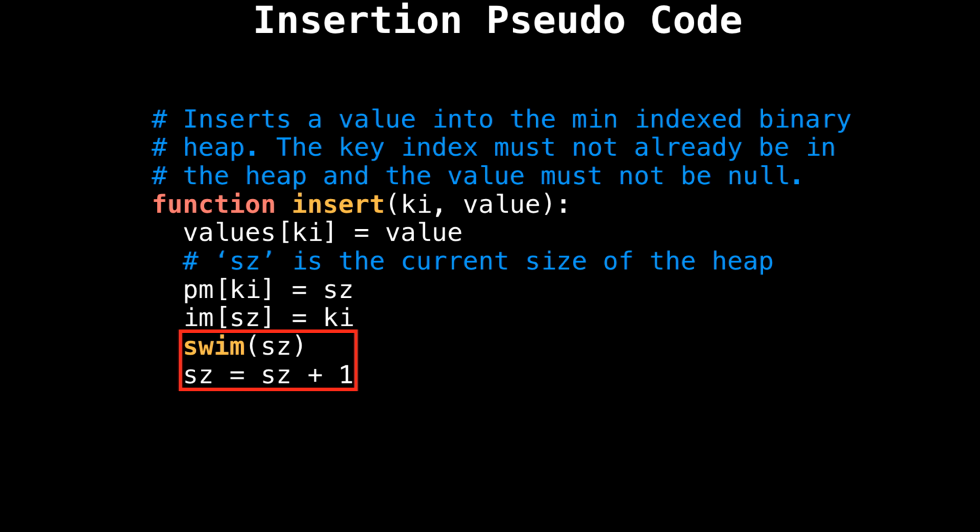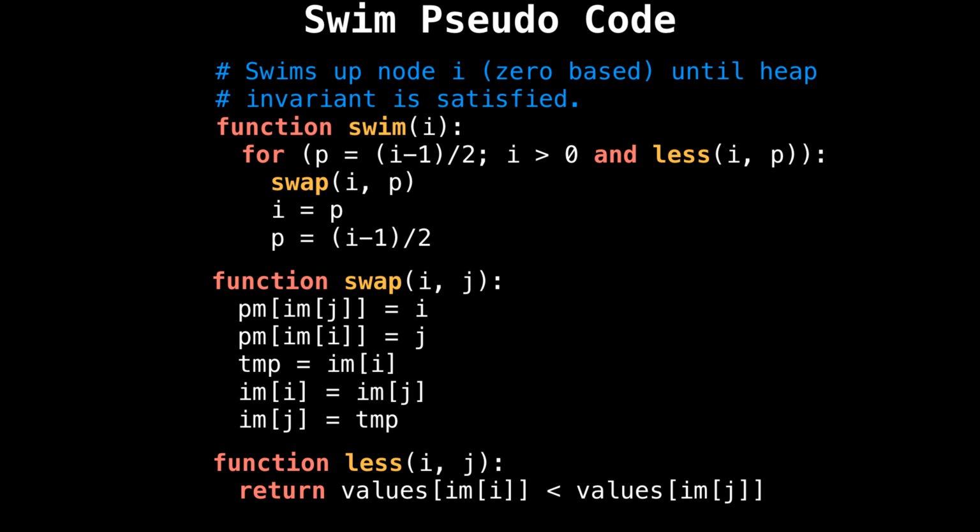Let's take a closer look at this swim method to see how that happens. Here we are looking at the swim method. You'll notice that it has two supporting functions, swap and less. Swap simply exchanges two nodes based on index, and less determines if node i has a value less than node j. The logic for the swim function is fairly simple. It begins by finding the index of the parent node and walking up the tree. For every iteration, we walk up one layer in the tree.